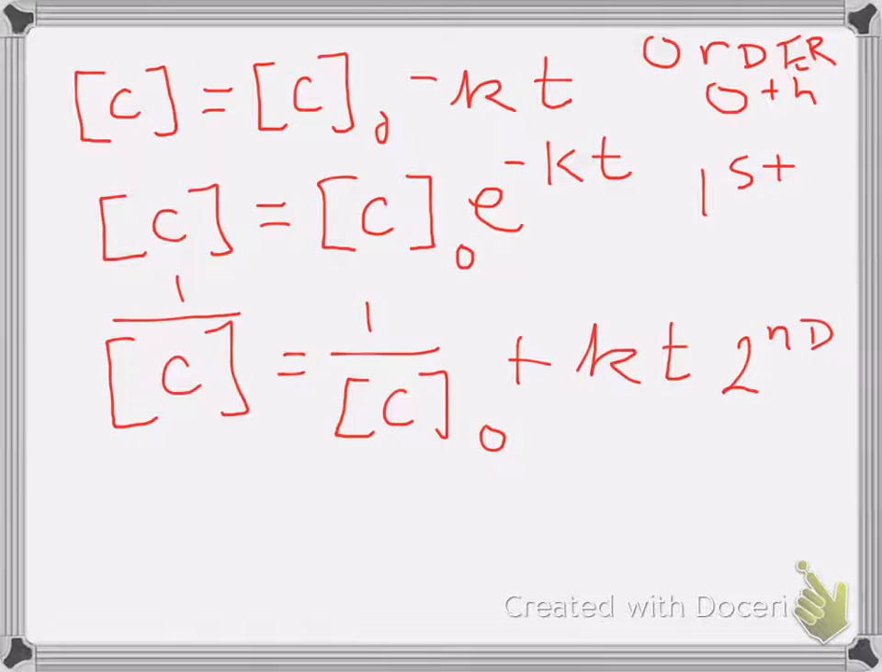Okay, so let's walk through the types of orders that we will be discussing. There are three, and of course there are more, but we're just interested in explaining the three orders: zero, first, and second. And this video walks you through what you're responsible for in terms of the rate law and the corresponding concentration versus time, and rate versus the concentration of C.